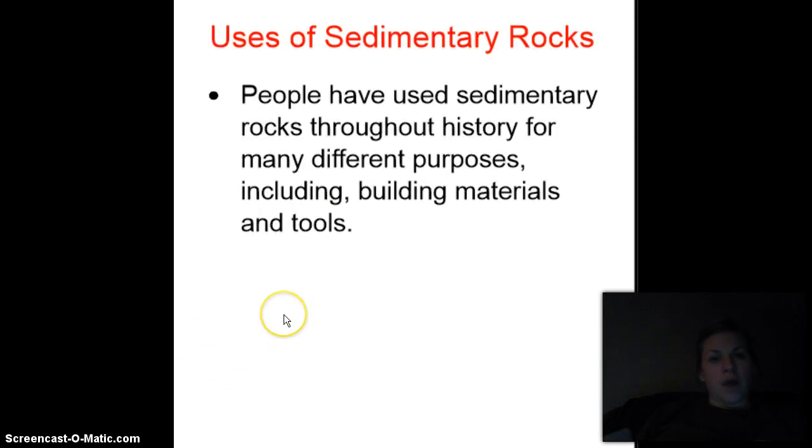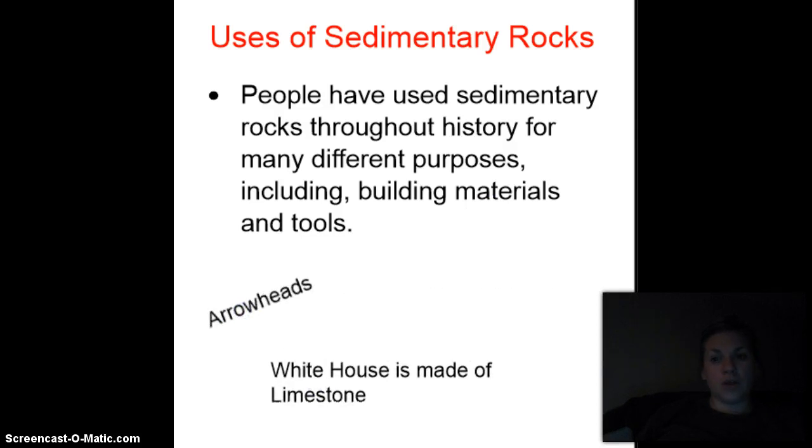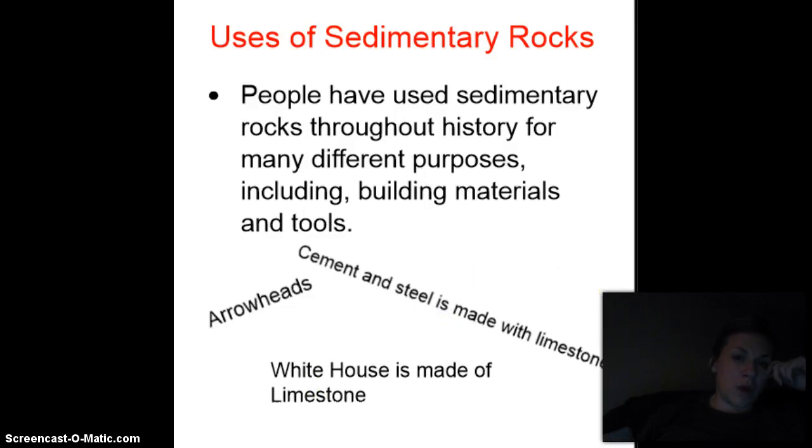Uses of sedimentary rock. People have used sedimentary rocks throughout history for different purposes, including building materials and tools. Things such as the arrowheads, the White House made of limestone, kind of cool there. Cement and steel is made with limestone as well. So we have a lot of different uses for limestone. It's very important for us to use these sedimentary rocks. We use as many resources as we have here on Earth, and I just don't know if you guys realize how many valuable resources we do have, in fact.